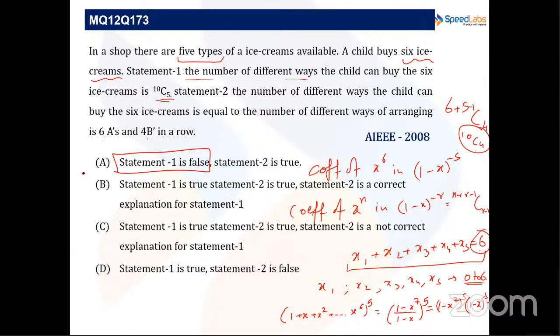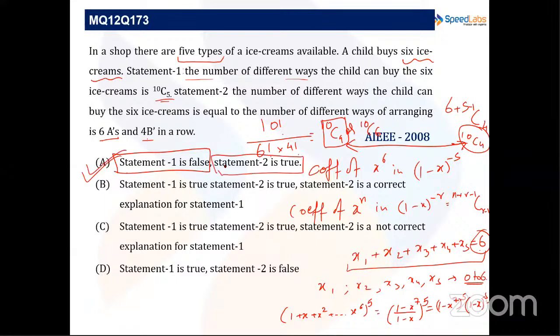So the only option that matches is option number A. Or we can go for the second statement also. The second statement states that the number of different ways the child can buy the 6 ice cream is equal to the number of different ways of arranging 6 A's and 4 B's in a row. So in total we have 10, out of which 6 are identical and 4 are identical. So this will be either 10C4 or you can write it as 10C6. Both are same, so our option is 10C4, and here also it is 10C4. So the correct option is A, because statement 1 is false and statement 2 is true.